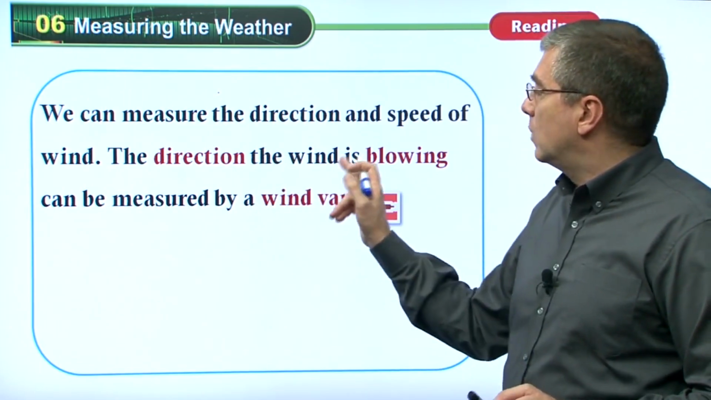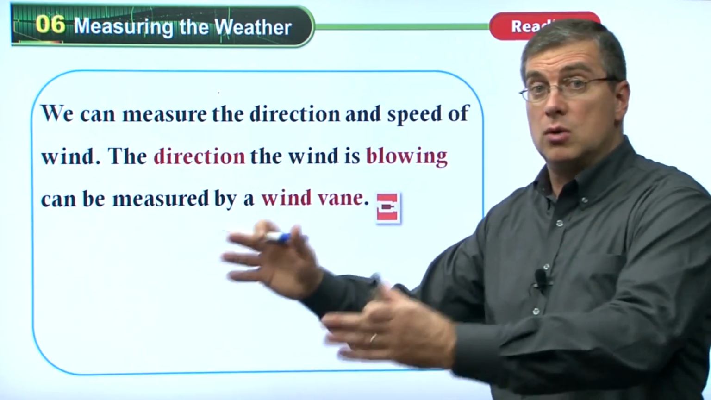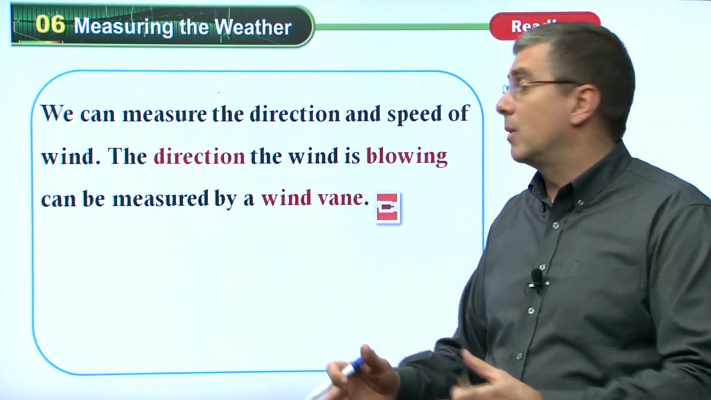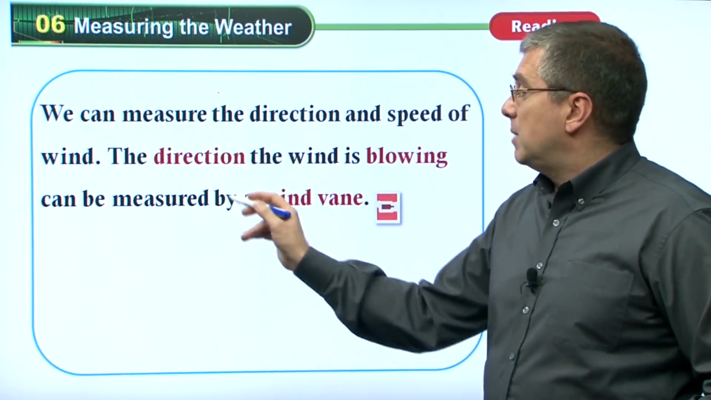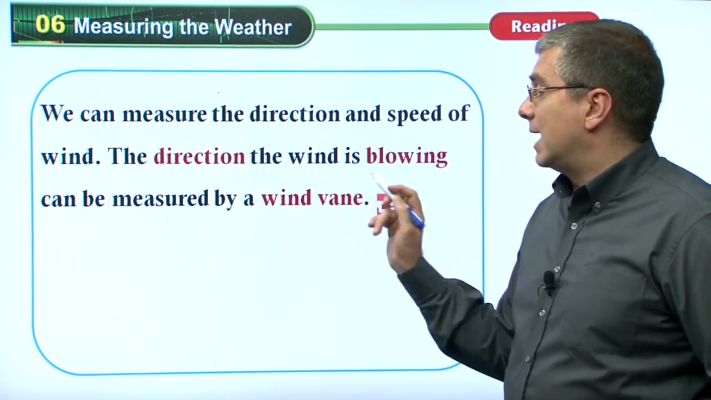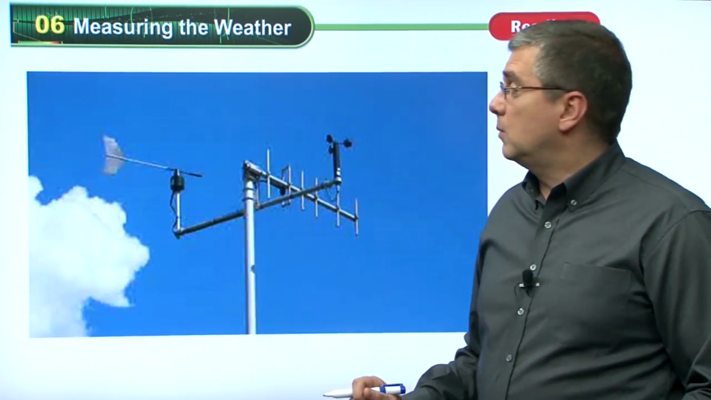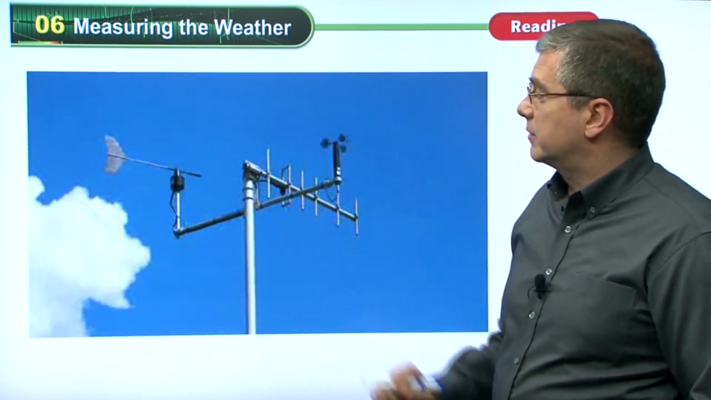The direction the wind is blowing. Remember, wind blows, moves from one place to another. Air moves, it's blowing. The direction can be measured by a wind vane. Okay, this is a good video of another wind vane. We can see it in action here. Let's see how it's moving.